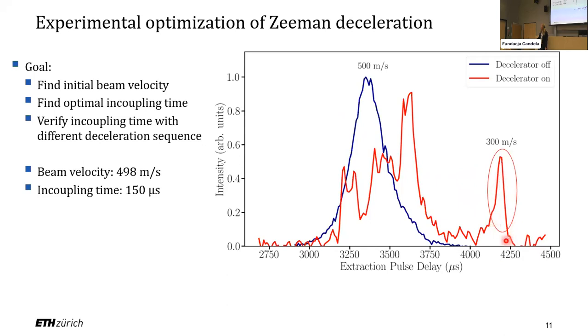And you can nicely see that this peak corresponds to the low field seeking states, and this part also a bit, which is not phase stable. And here you find also a little bit of accelerated atoms, which might be the high field seeking states. Exactly. So with this time of flight spectrum, we could then optimize the deceleration sequence by finding the most probable beam velocity and also a good incoupling time for our decelerator.